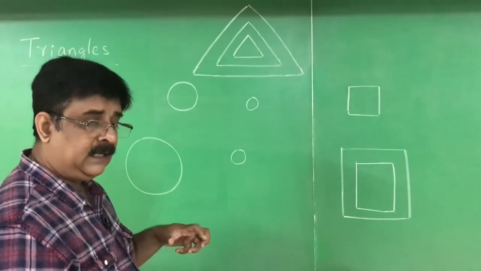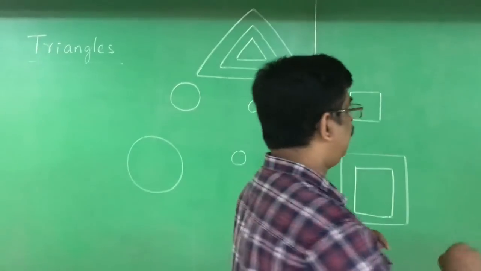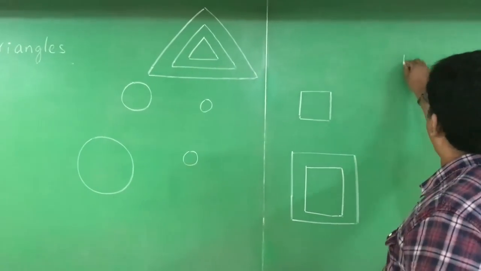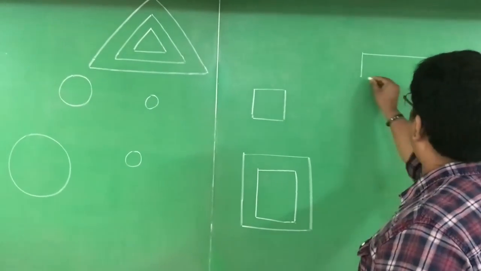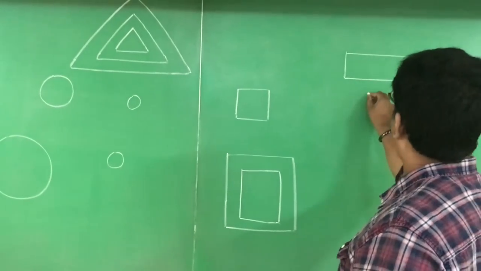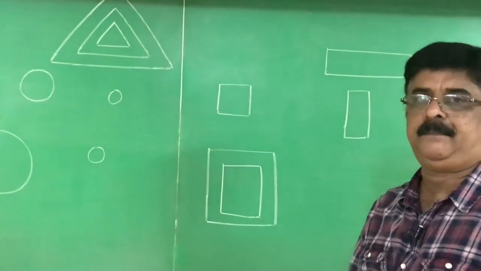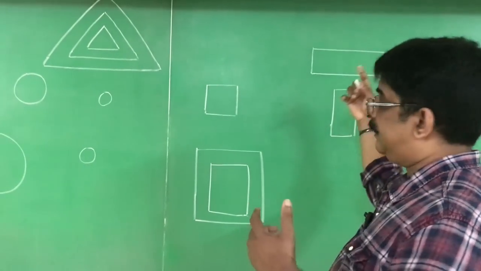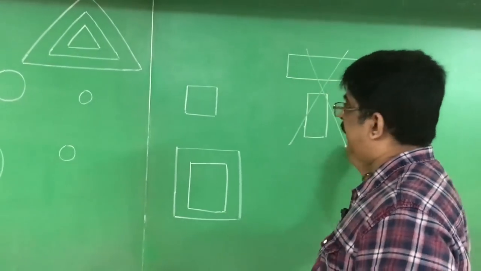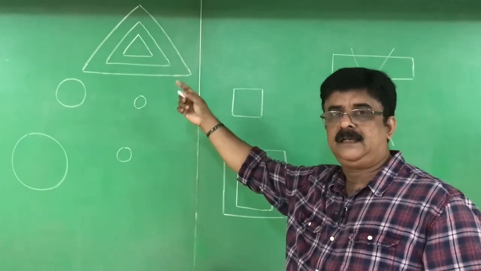Now we say that some geometrical figures we can't say are always similar. For example, a rectangle. We can't say that all rectangles are always similar. Some of them are similar. See, one rectangle I can draw like this also. They may not have the same shape. Therefore, rectangles are not always similar. Circles, squares, equilateral triangles are always similar.